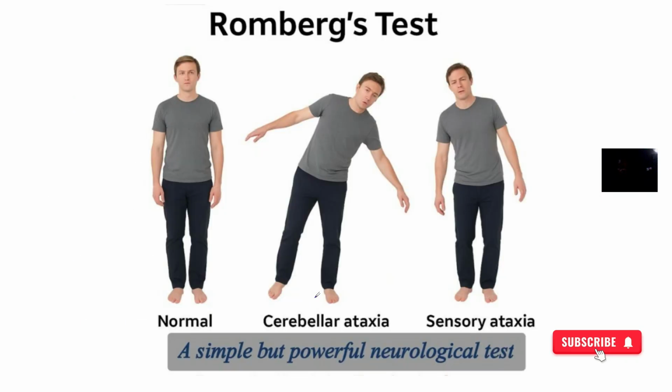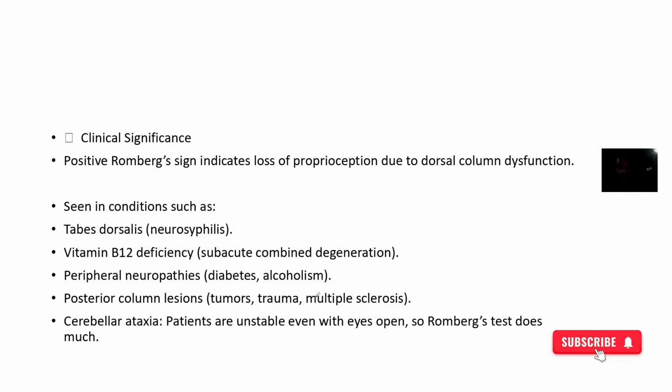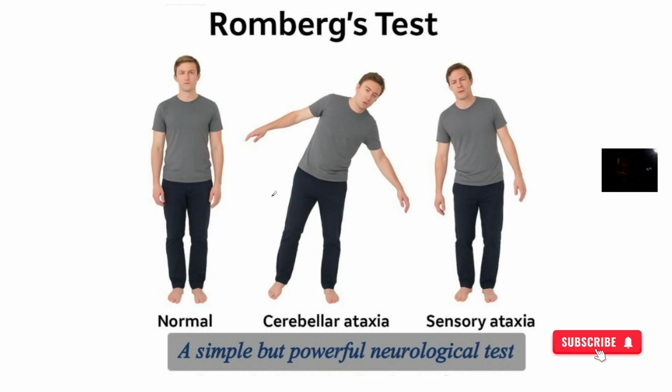All right, so a positive result is indicative of different disease conditions, like tabes dorsalis, that's neurosyphilis, syphilis that has tracked to the nervous system. Also vitamin B12 deficiency, peripheral neuropathies, posterior column lesions, and also cerebellar ataxia. You see it in all of these. So that's just it for Romberg's test.